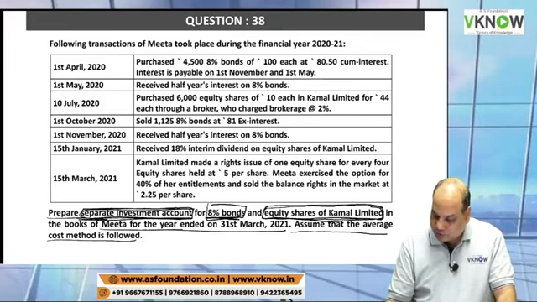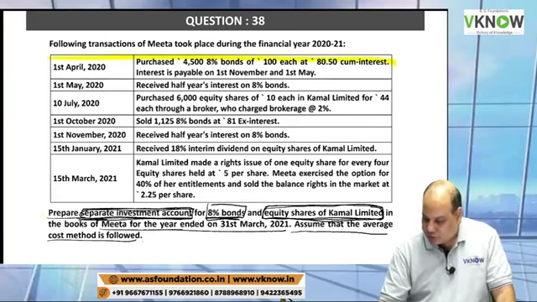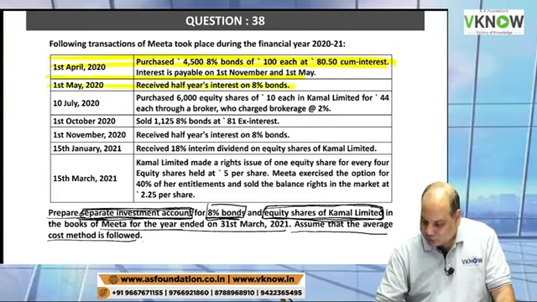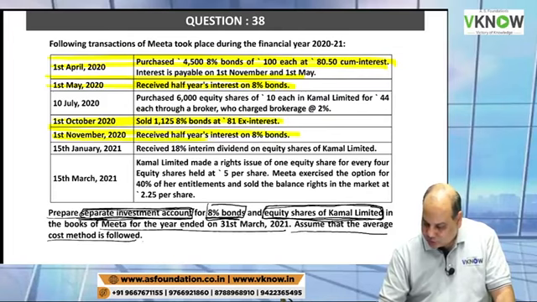Now we will solve. In this question, let us first solve only the bond part. This is bond purchased. This is interest received on bond. Then this is bond sold. This is interest received on bond.